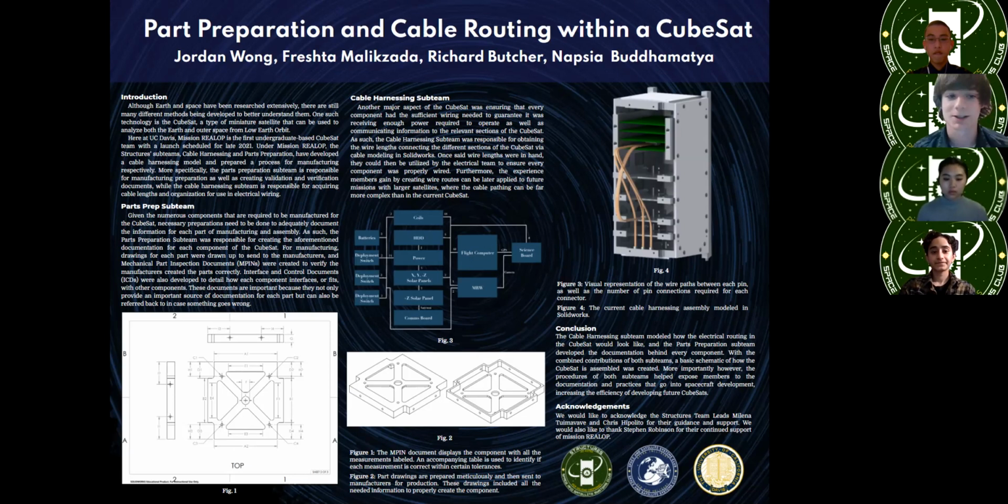Thanks for that, Freshta. And so overall, it has shown how parts preparation and cable harnessing together have helped in the development process of this CubeSat. Parts preparation was crucial because of its documentation with documents such as the MPIN and ICDs, so parts are better accounted for and errors could be found more quickly, and cable harnessing for finding the wire lengths and where these wires will be connecting.